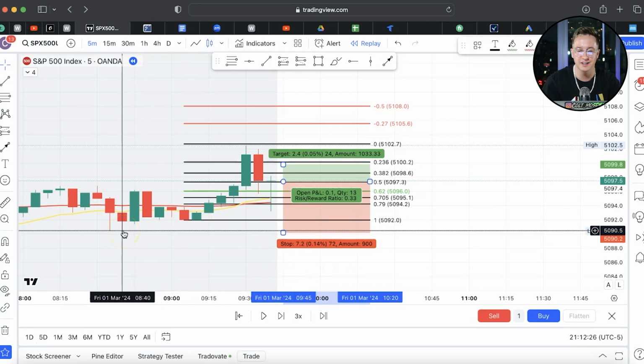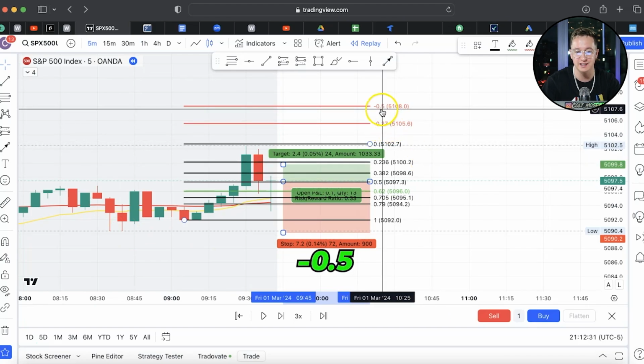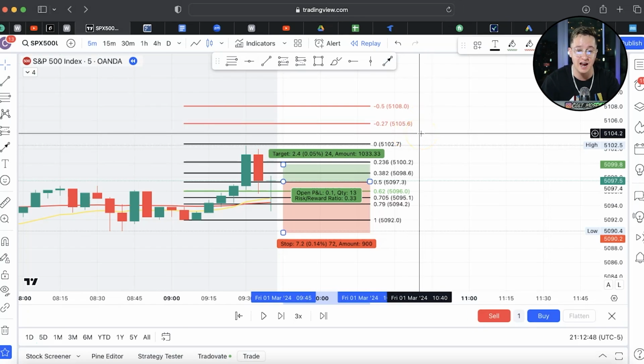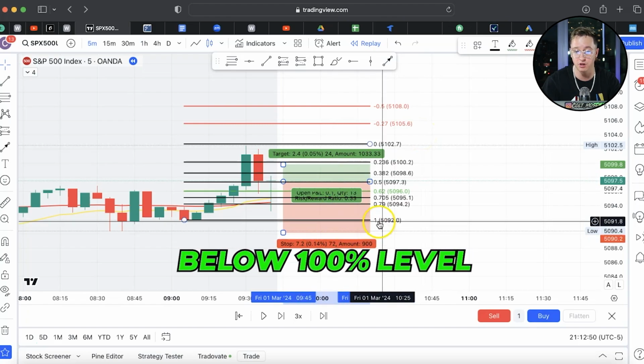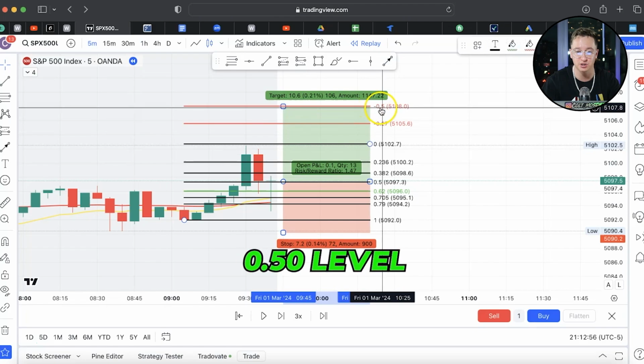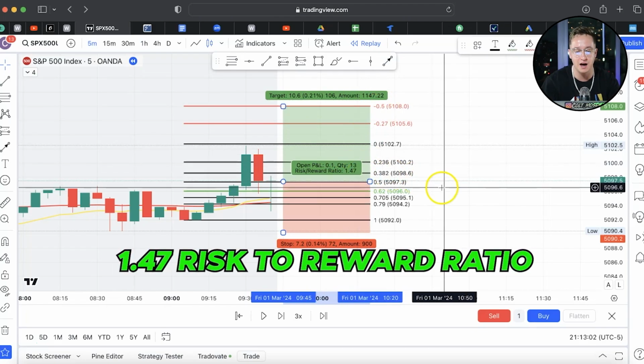And then what I love is we have these 2 levels right here, the negative 0.27 and the negative 0.5. These are where we're going to target for our take profit. Now you need to understand with the Fibonacci's, they are mathematically derived. So the markets have a designated point that they want to go to. And I'm telling you, the fibs, these levels are extremely accurate. So we could say our stops are below the 100% level, and our take profit, we're going to have it all the way up here at our negative 0.5 level. 1.47 risk to reward ratio, which is not bad at all.